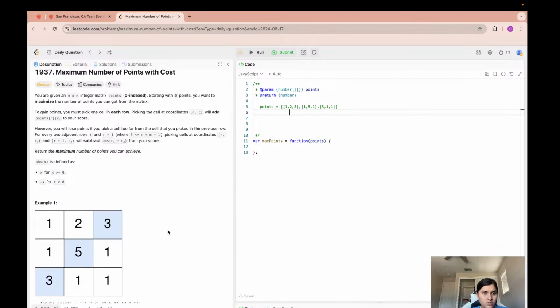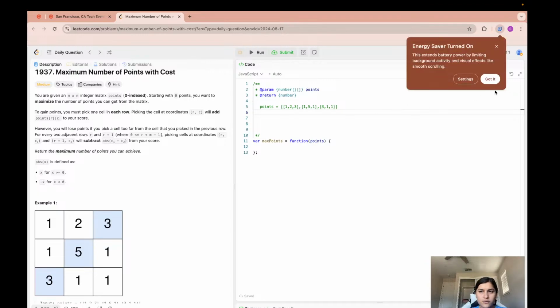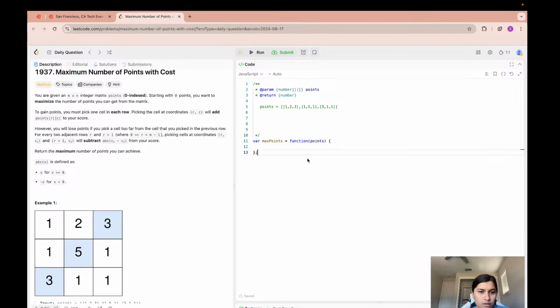However, to gain points, you must pick one cell in each row. Picking the cell at coordinate (r, c) will add points[r][c] to your score. And from each row, I have to pick one. However, you will lose points if you pick a cell too far from the cell that you picked in the previous row. For every two adjacent rows r and r plus 1, picking cells at coordinates (r, c1) and (r+1, c2) will subtract abs(c1 - c2) from your score. Oh, interesting. Okay, return the maximum number of points you can achieve.